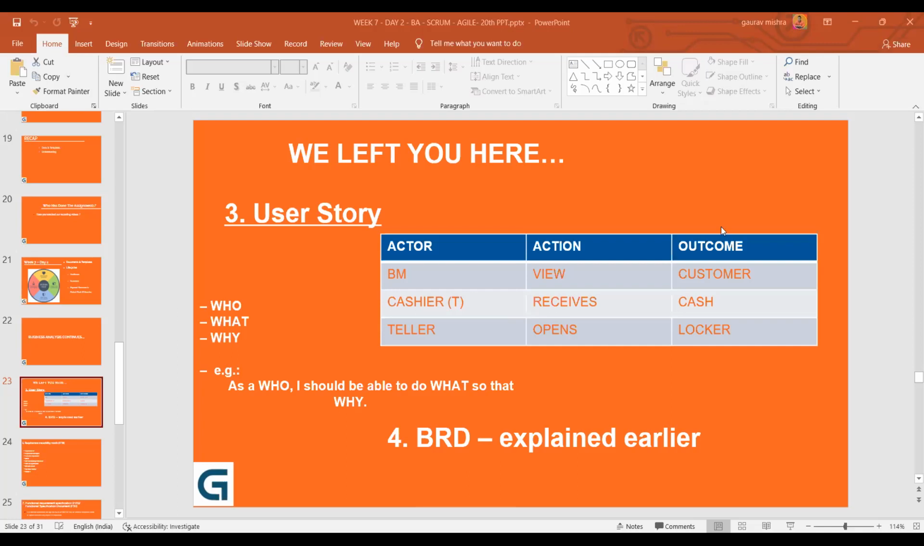As a branch manager, I should be able to view the transactions so that my customer is able to do online banking well.